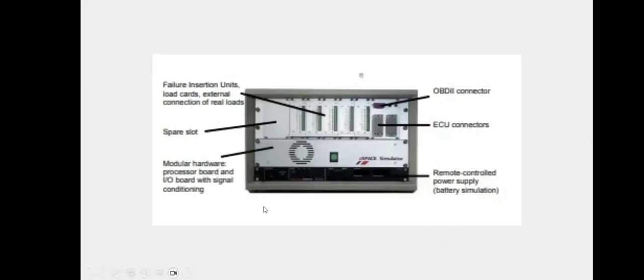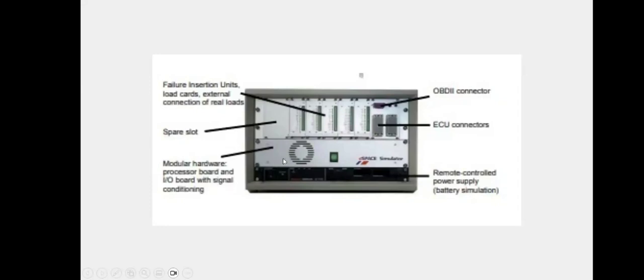This is a dSPACE simulator. Usually we'll have a remote control power supply, a program control or remote control power supply. We discussed that yesterday. It will be useful for varying the voltage from minimum voltage to maximum voltage. Remote control means we can operate it through the software. Next, we'll have modular hardware, processor board and IO board with signal conditioning.